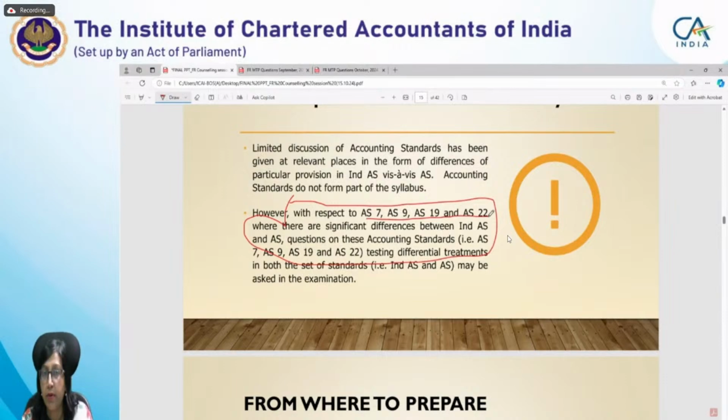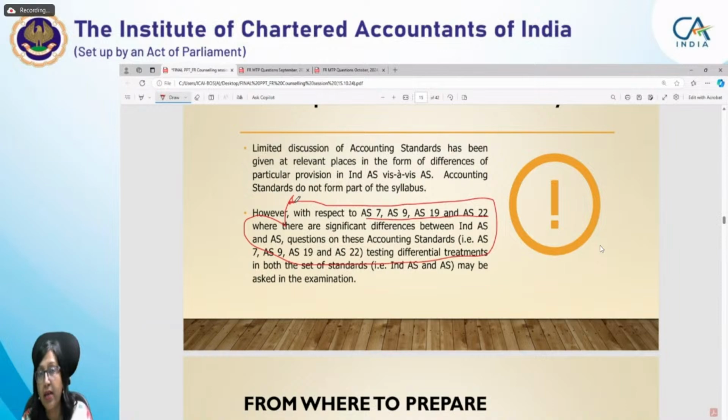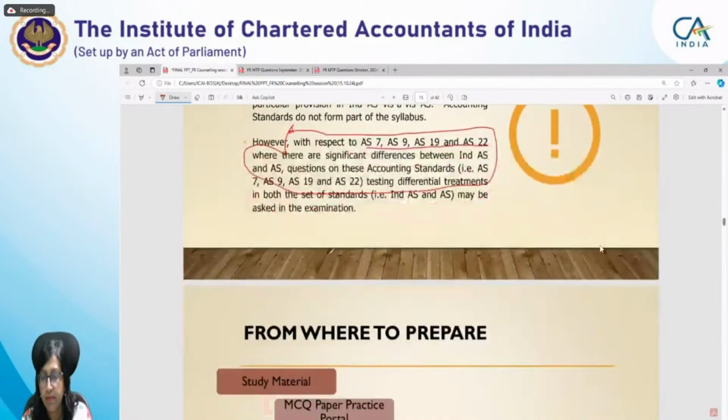A practical type of question may ask where you are having differences between AS 7 vis-a-vis Ind AS 7, AS 9 vis-a-vis Ind AS 115, AS 19 vis-a-vis your Ind AS 116, and your AS 22 vis-a-vis Ind AS 12. Any question on differences, where the differences are major, may be asked. So any question or practical type of question may be asked on the difference aspect also, for 5 marks. Okay.